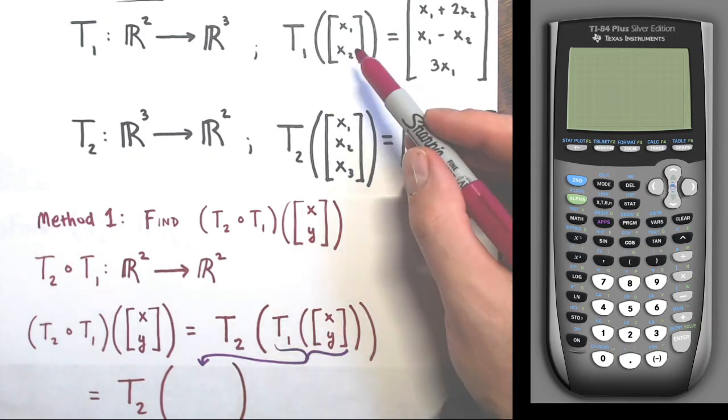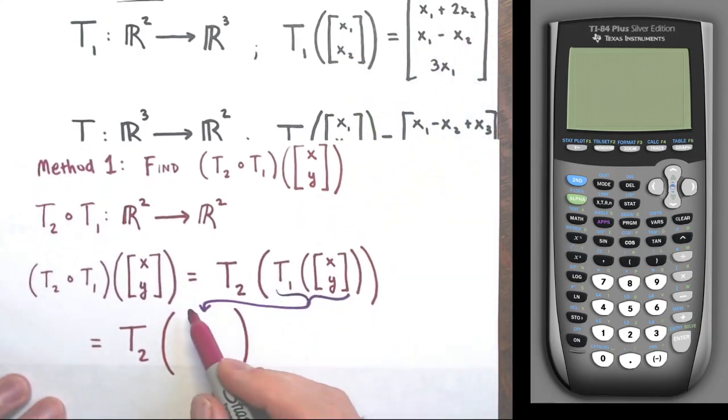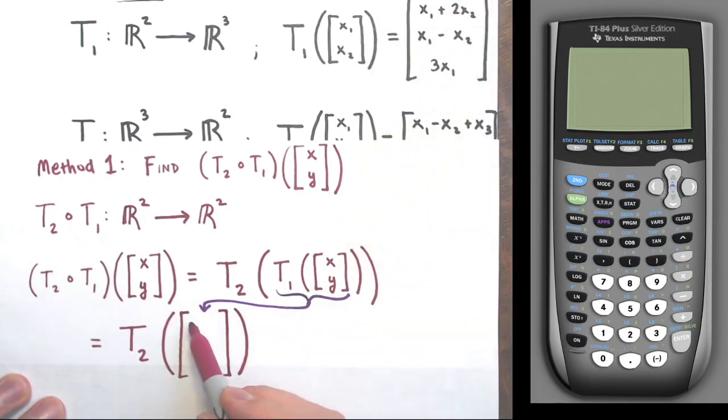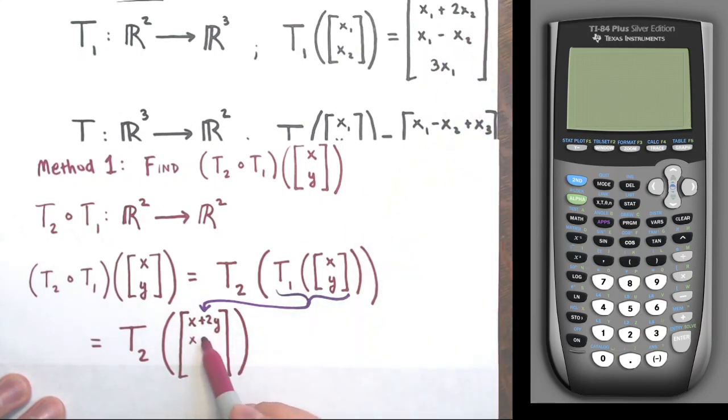Now when I plug in xy to T1, it's going to give me an output that's 3 components. So I got this vector with 3 components in here. x1 plus 2x2, so x plus 2y as the first component. x1 minus x2, so x minus y as the second component. And then 3x1, so just 3x as the third component.